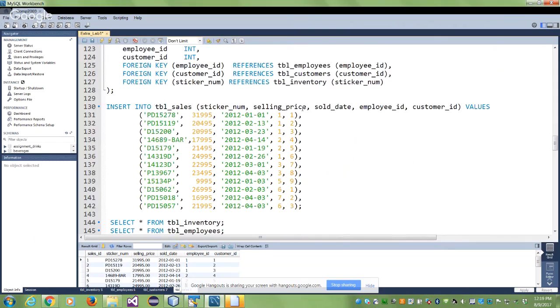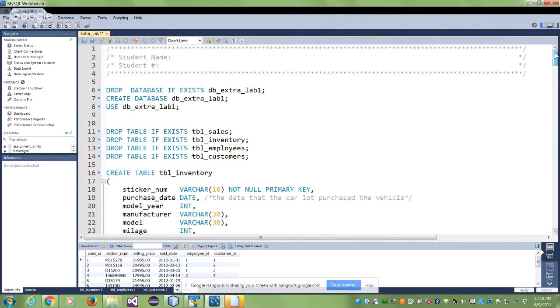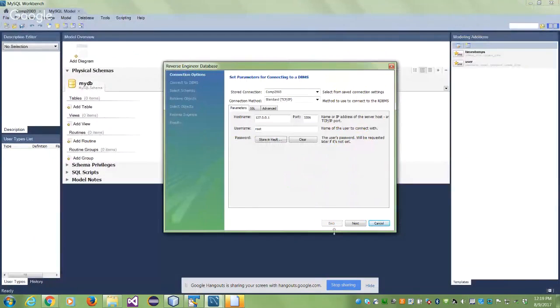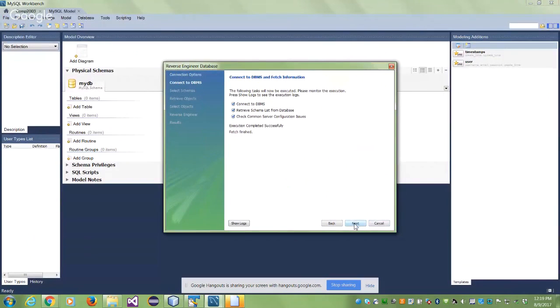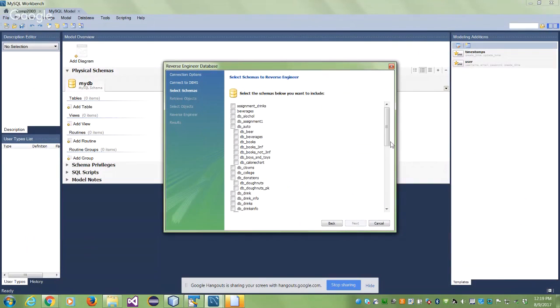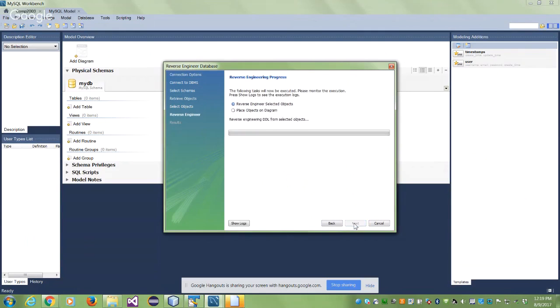And here is the sales table, and all that is select from all 4 tables. So we have 4 tables: an inventory table, an employees, a customers, and a sales. And the database is called, so that I know, DB Extra Lab 1. So let's go to database, do a reverse engineer. And you will need this for the exam also. I don't know how you did your assignment, but it's kind of helpful. Extra Lab 1, next, next, and execute.